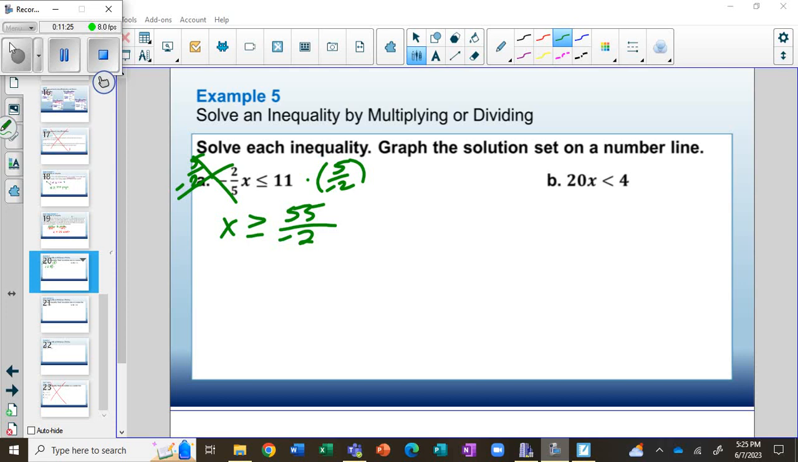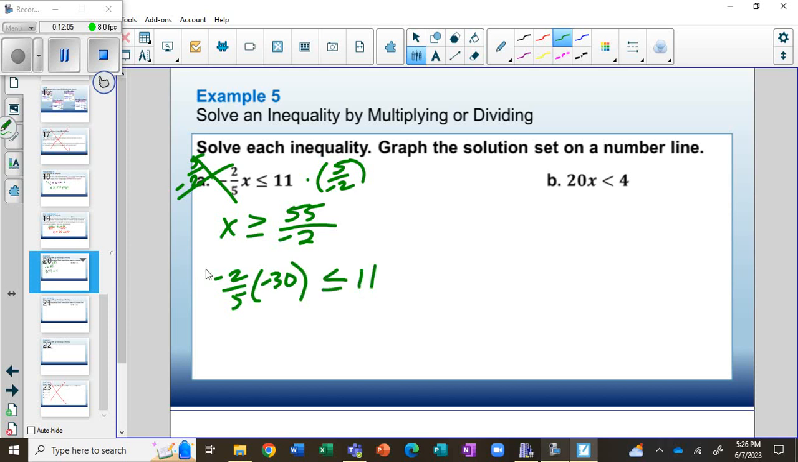Now, one thing you might want to check is, why did we have to flip the symbol? Let's say I didn't flip it, and I said x had to be less than or equal to negative 55 halves. If I choose a number less than negative 55 halves, which is negative 27.5, like negative 30, then I have negative 2/5 times negative 30. Is that going to be less than or equal to 11?